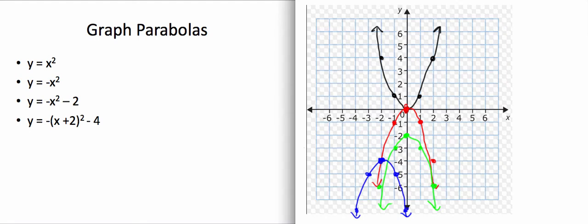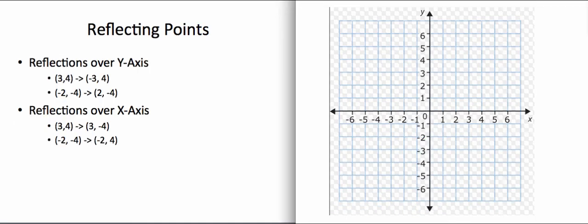Now we'll take a look at what it means to reflect points. We have two different ways that we can reflect points: reflections over the y-axis and reflections over the x-axis. The ordered pairs on the left are the original points. The ordered pairs on the right are what they will change into. We're going to start off with the ordered pair 3, 4. That's right, 3 over, up 4.